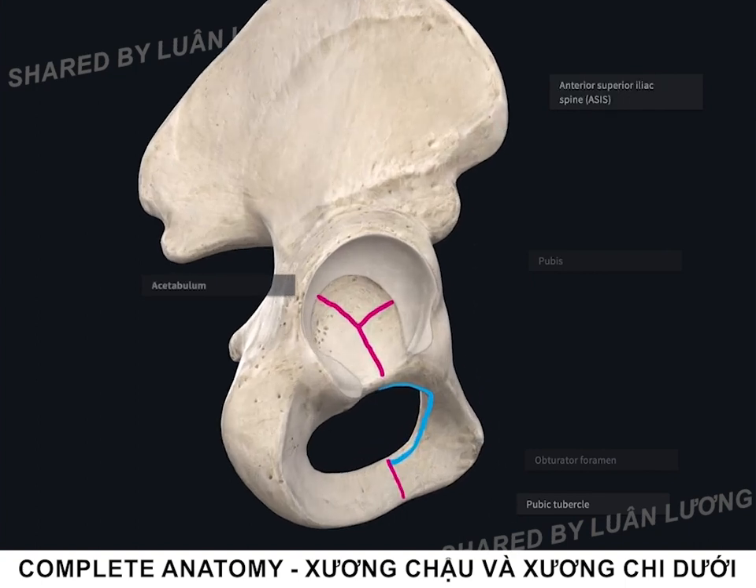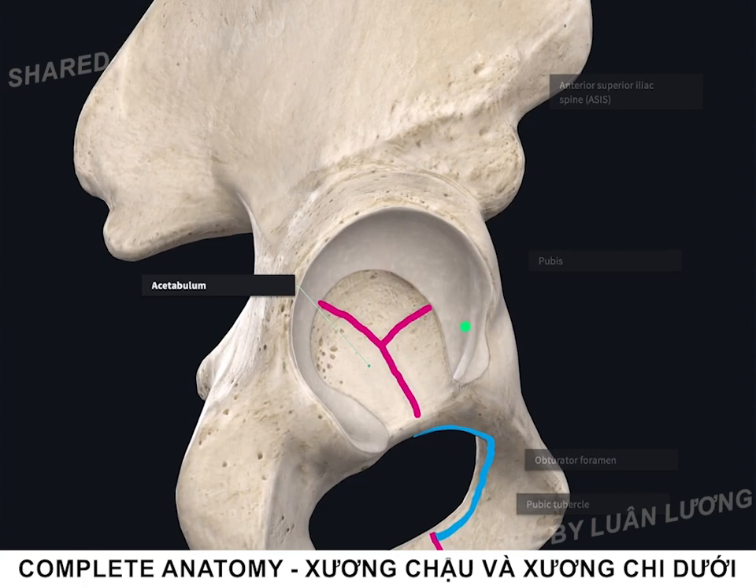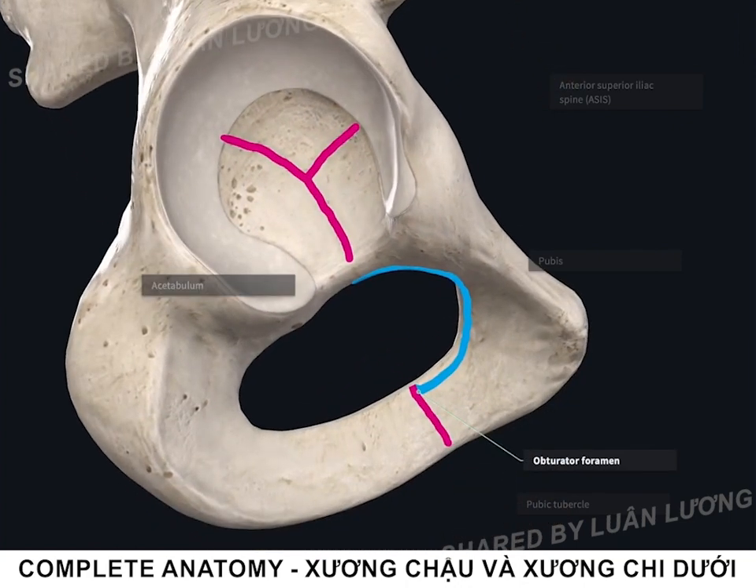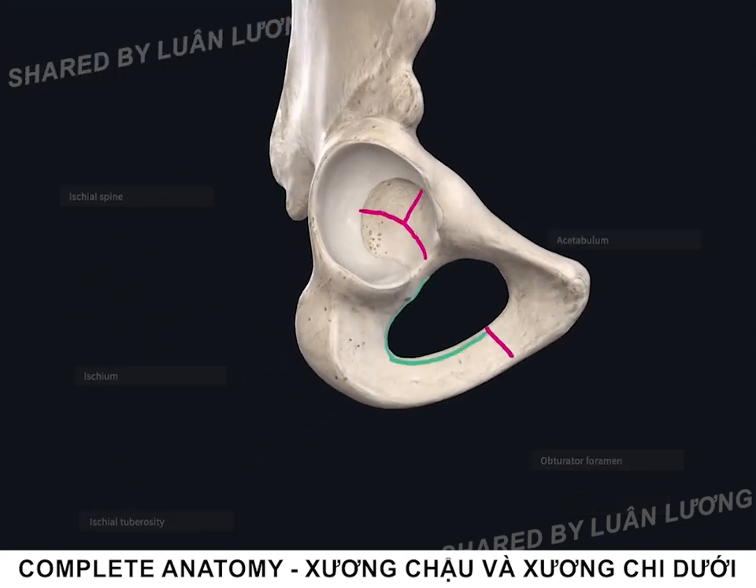We see that the pubis is going to form the anterior aspect of the acetabulum, and it's also going to start to enclose a true hole through the hip, known as the obturator foramen. So this bone is going to form the superior aspect of the obturator foramen, while the inferior aspect is going to be formed by the last of the 3 bones, the ischium.